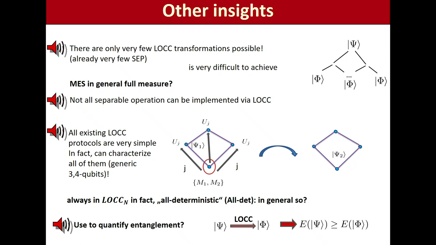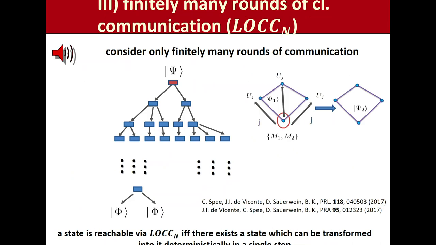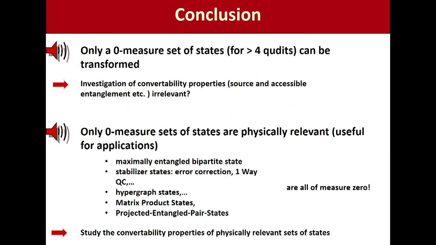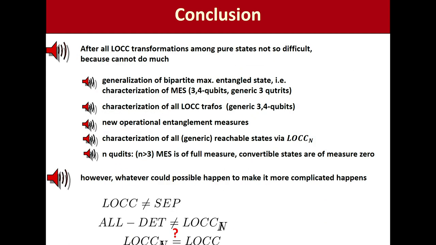In the multipartite setting, you can show that there are certain cases where you need an intermediate step. You can show that there exist states which you cannot transform with such an all-deterministic protocol, which is a simple protocol. But you really need an intermediate step. So you need some step in between that goes with some probability to some state psi 1, and then you can do the transformation to phi. That's something that doesn't happen in the bipartite case. But in the multipartite case, it does happen.